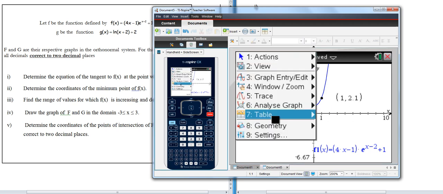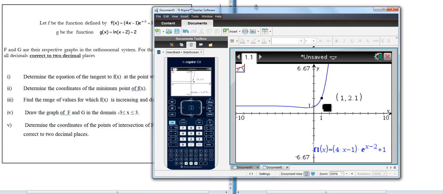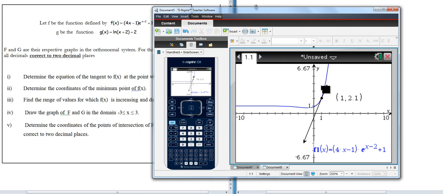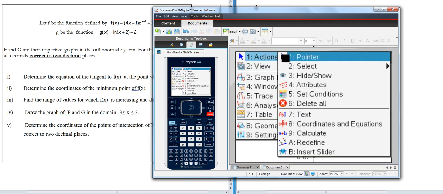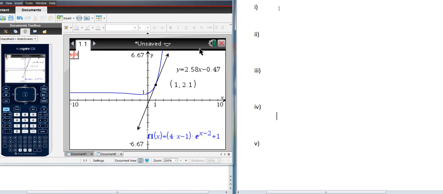Okay, so let's draw a tangent. Points and lines, tangent. Just click here, escape to go out of the draw mode, and then extend these ends a little bit. Now, menu actions, we would like to know the equation. We just select this one. So this is the equation of the tangent. So y is equal to 2.58x minus 0.47.